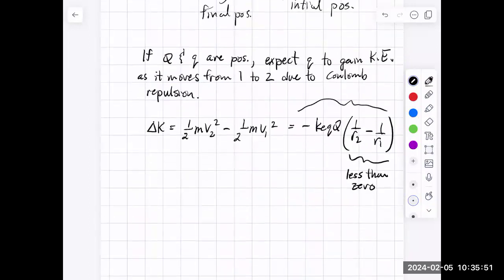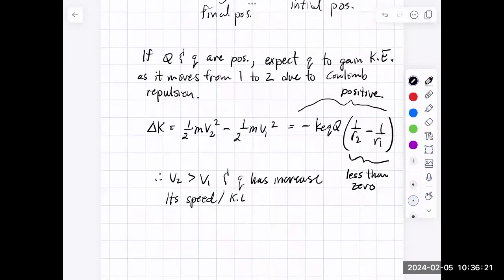our work is positive. And so therefore, V2 is greater than V1, and our charge has gained kinetic energy as expected. Therefore, V2 is greater than V1, and Q has increased its speed / kinetic energy. Okay, so that's expected. All right, fair enough.